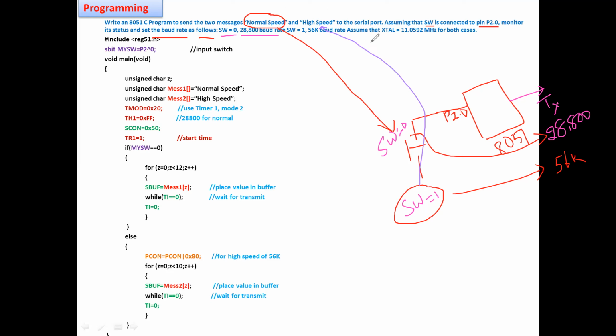So how will you program this? Start with the header file. Assign this particular pin to a variable; I have named it switch. Now I'll start the main function. I have initialized a simple array with whatever characters you want to send: normal speed, high speed.